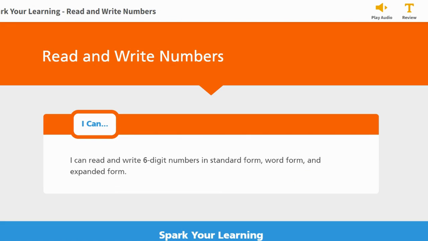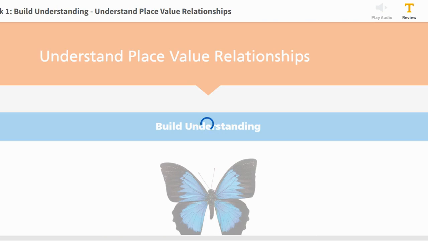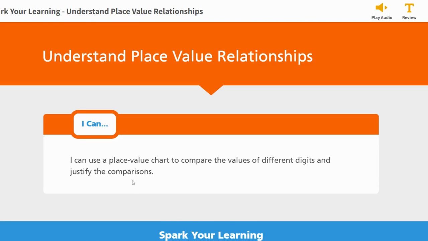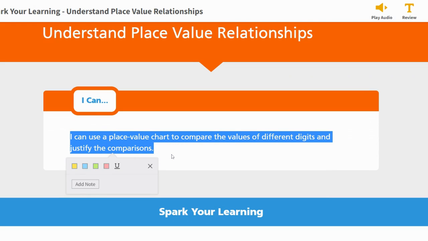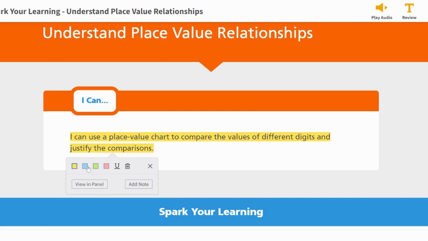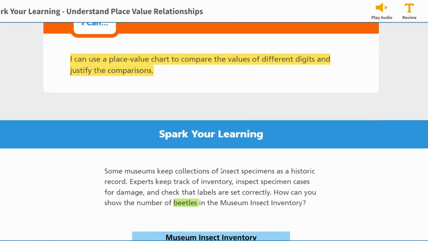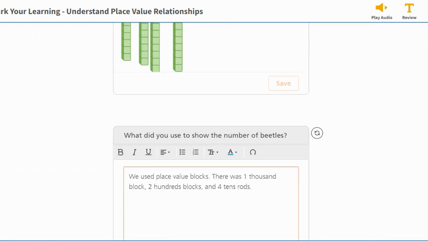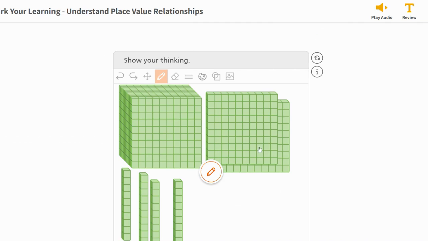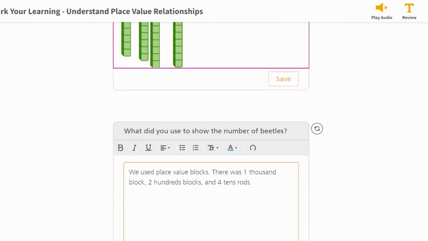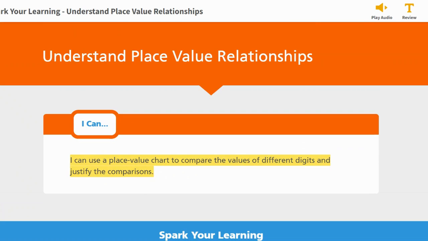Okay, that's the end of this lesson, our first lesson. I want you to think about the I can statement I gave you at the beginning. Do you feel you can use a place value chart to compare the values of different digits and justify those comparisons? You have to remember that each place is 10 times greater than the one before it. This tens rod has 10 ones. This hundreds has 10 tens in it. Each place is 10 times greater than the one before. Nice job, guys. Make sure you save all your work.